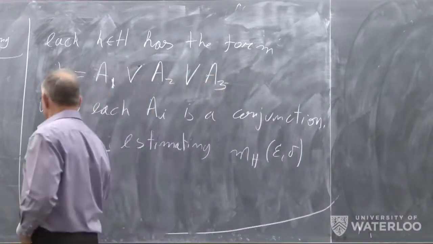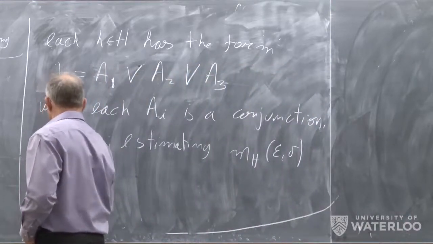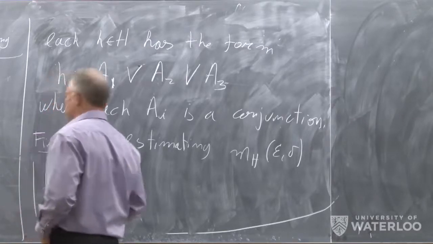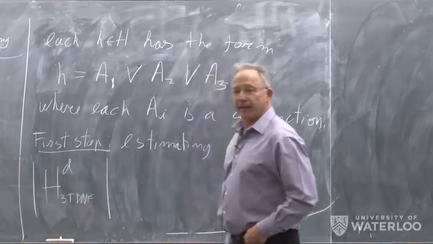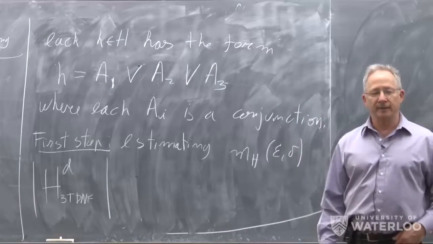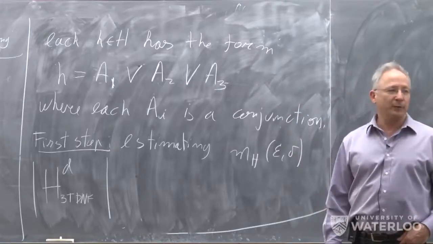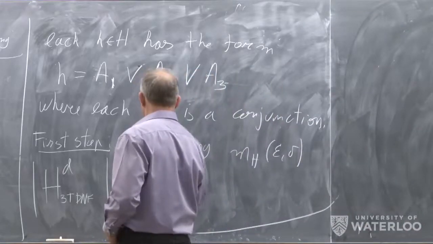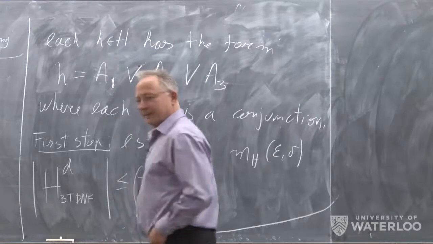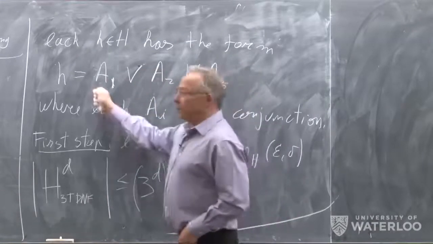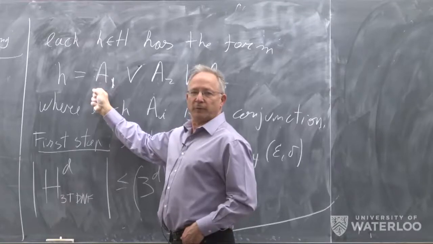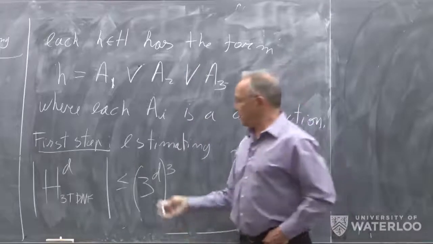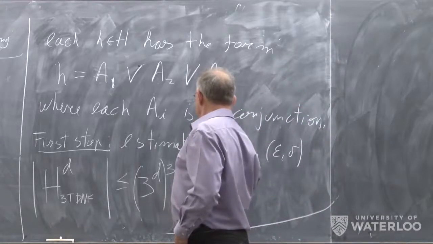So what is the size of this class of 3-term DNFs over d? Does anybody have a suggestion? 3 to the power of d cubed. Right. We had 3 to the power of d before. So this is at most 3 to the power of d cubed. Because for each of those I have at most 3 to the power of d options of what to pick, and then I repeat this pick three times. So this is at most 3 to the power 3d.